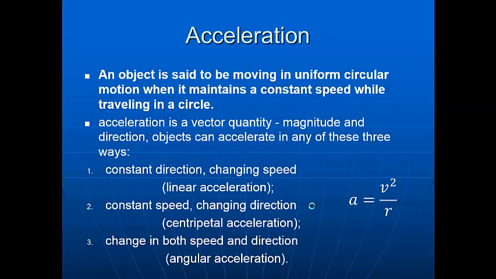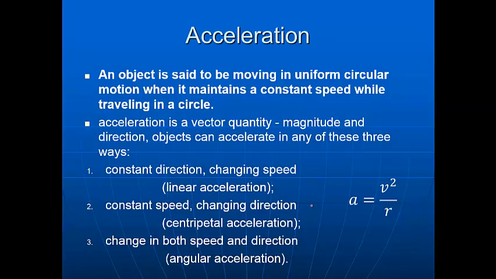Now, if we have a constant velocity, then we would normally not have acceleration. But when we've got these sorts of things, we can have acceleration. Because velocity is a vector quantity, you can have a magnitude and a direction, and so your objects can accelerate in any of these ways.